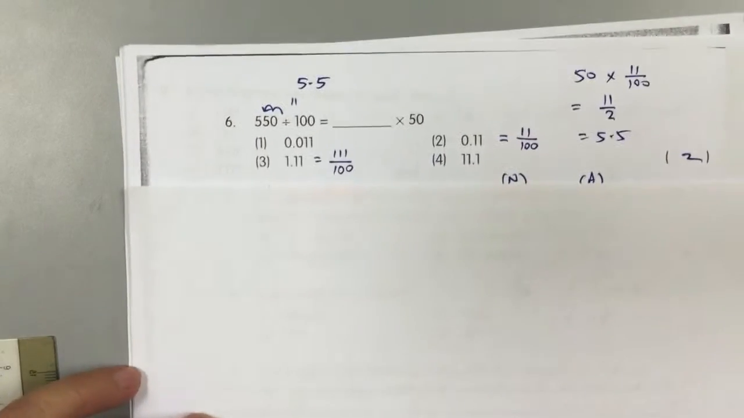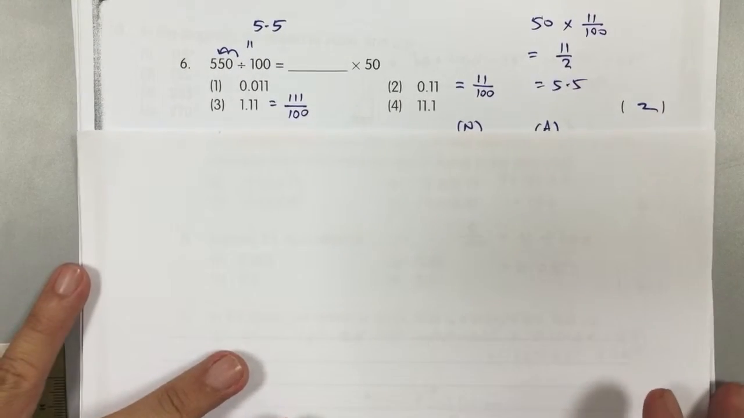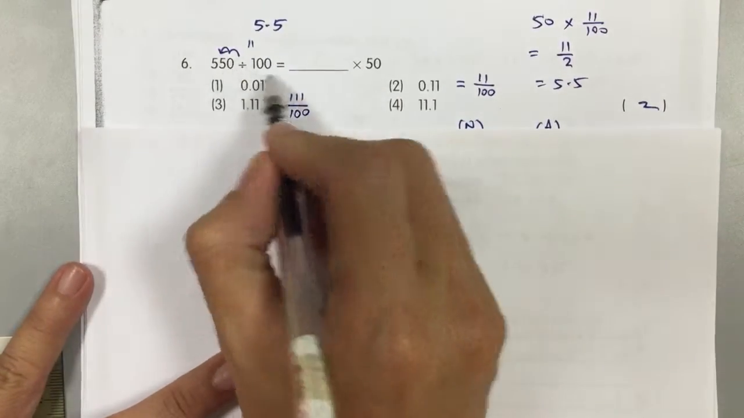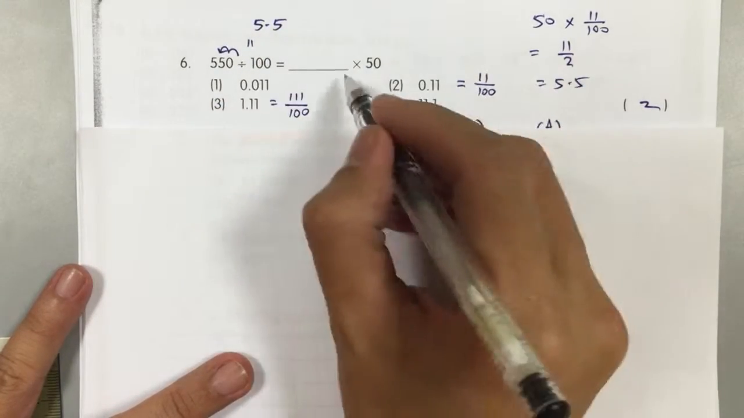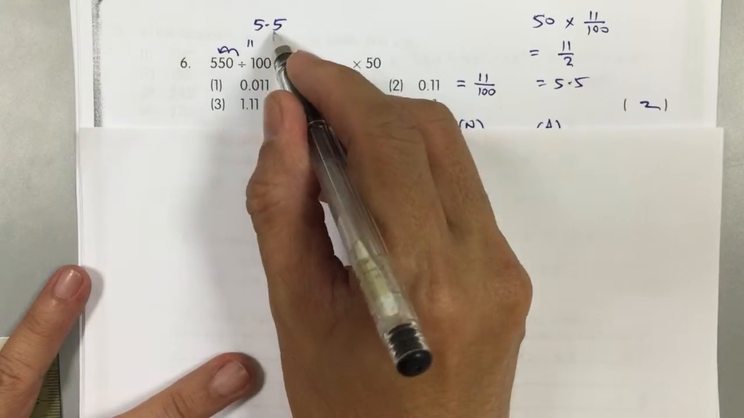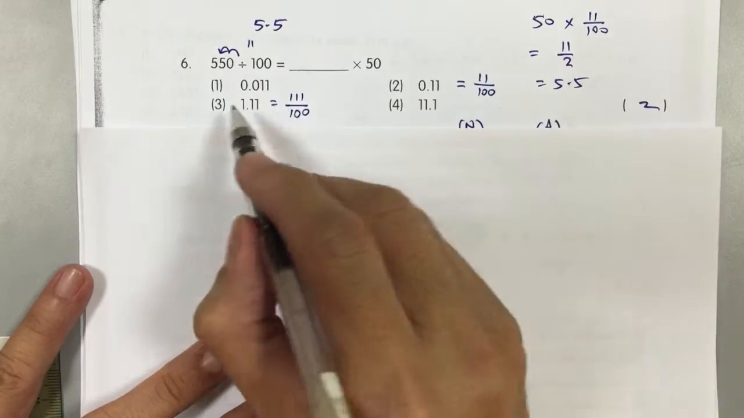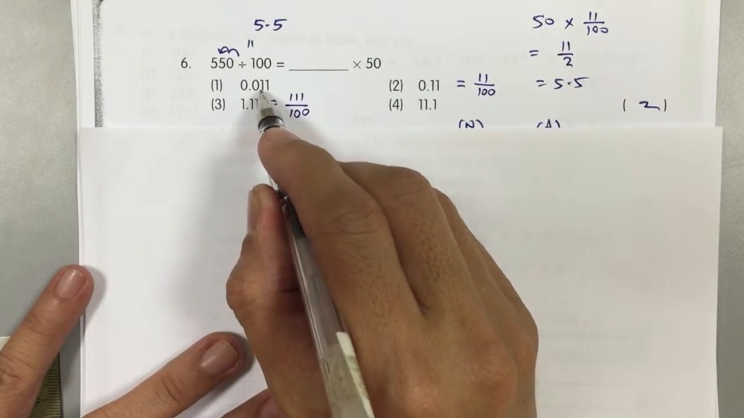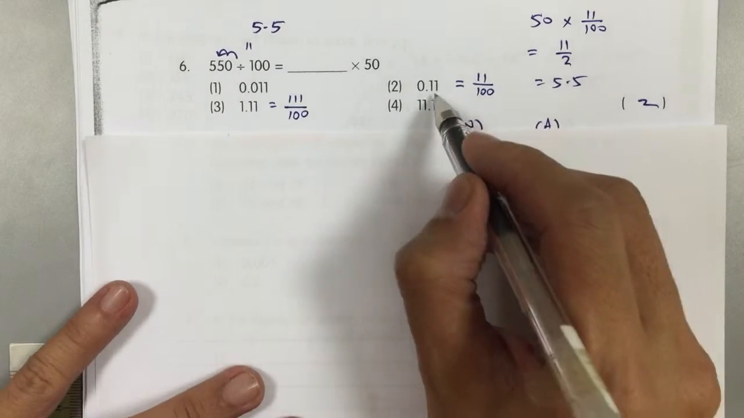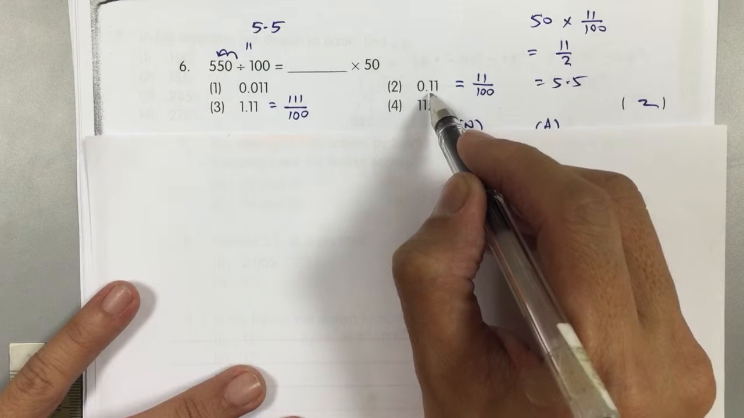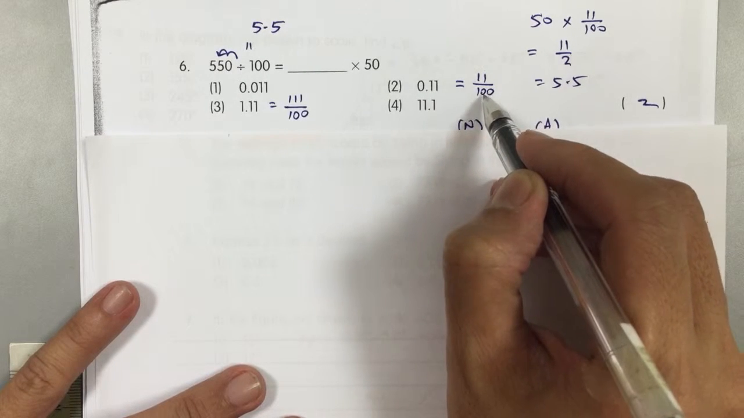Question 6. 550 divided by 100 will give you. So check answer for this. You divide by 100, you shift 2 decimal places, answer is 5.5. So ask yourself, what times 50 will give you back 5.5? The first one, 0.011, or 0.11. 0.11 will be 11/100.